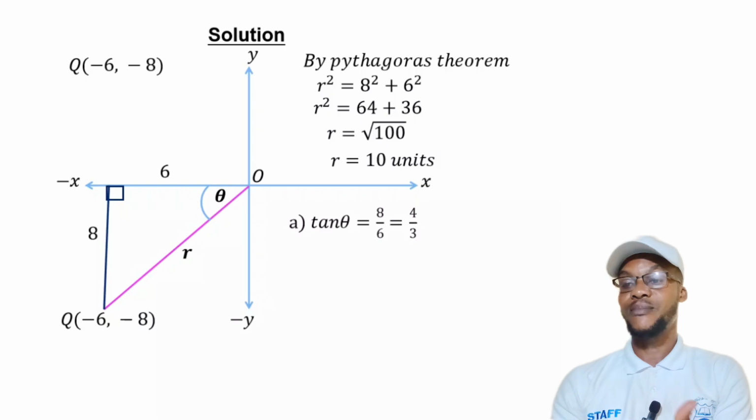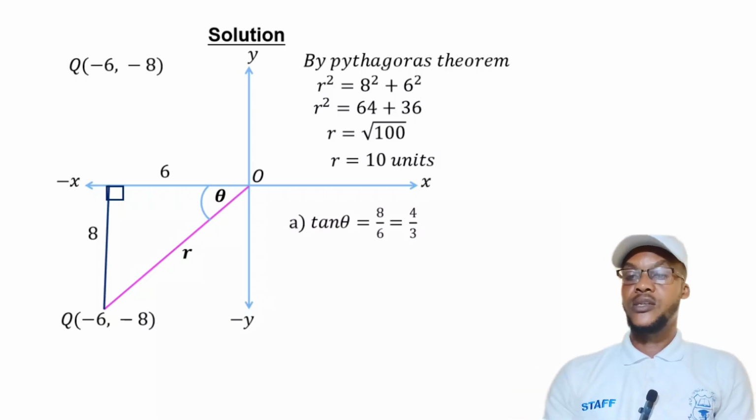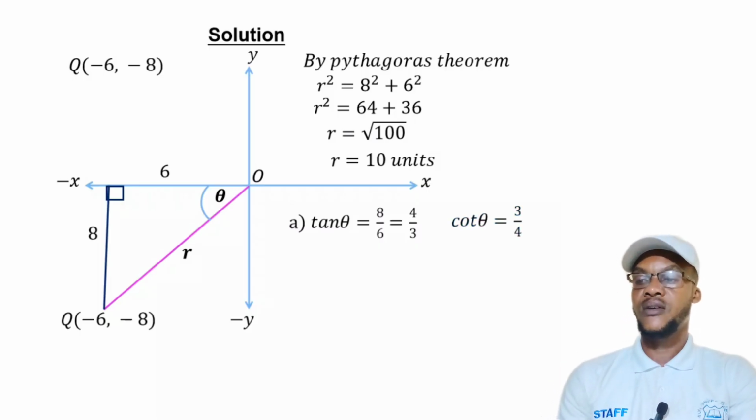Then what will be its reciprocal? The reciprocal is just a matter of interchanging the numerator and the denominator. So its reciprocal, which is the cotangent or the cot, is 3 on 4. Then we look at sine.